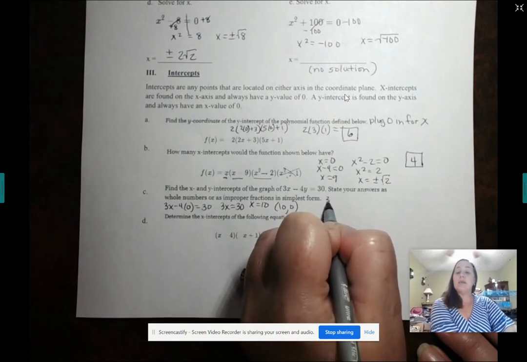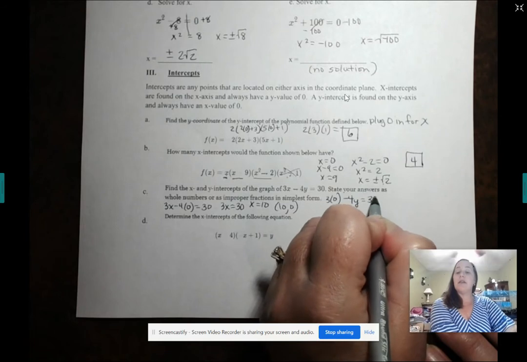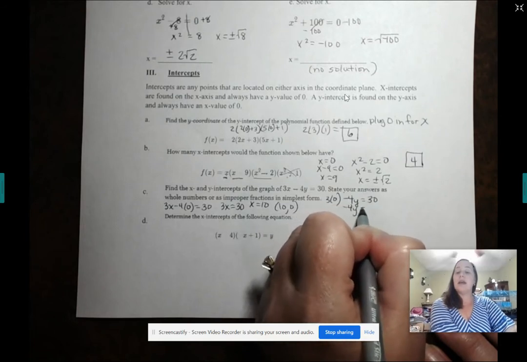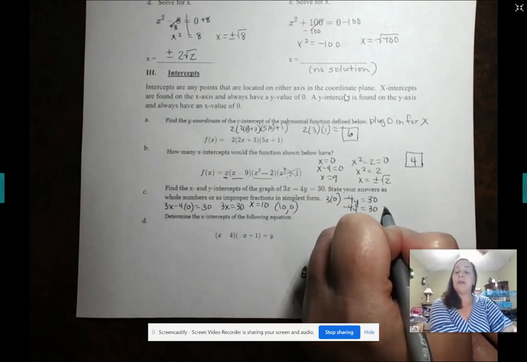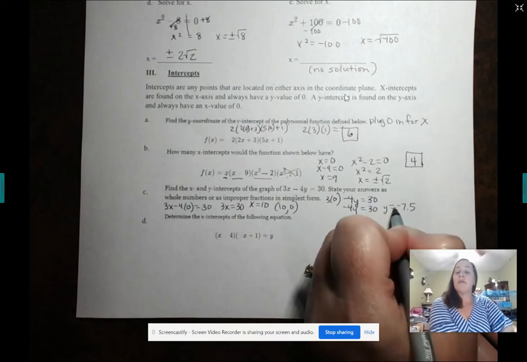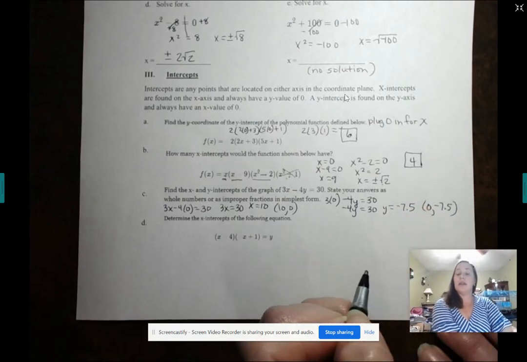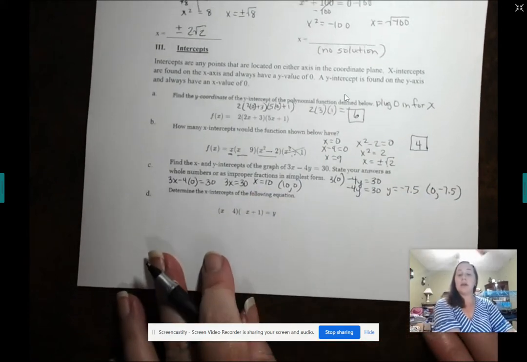The y-intercept, I would be plugging in a 0 for x and solving for y, and that would give me negative 7.5. And so my y-intercept, written as an ordered pair, would look like this. So I have one x-intercept, one y-intercept.